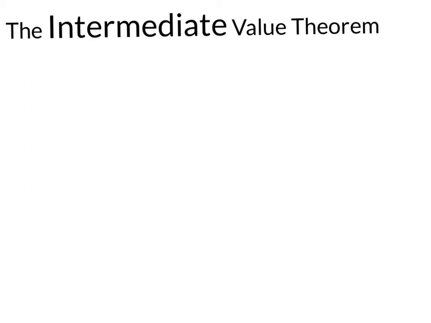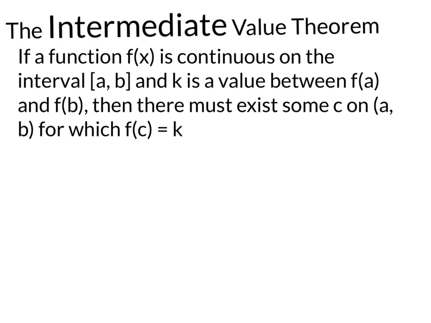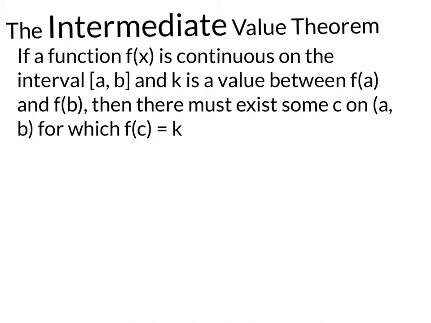And the theorem states, if a function is continuous on the interval from a to b, and k is a value between f of a and f of b, then there must exist some c on the interval a to b for which f of c equals k. When we first read this, we say, what is that even talking about?